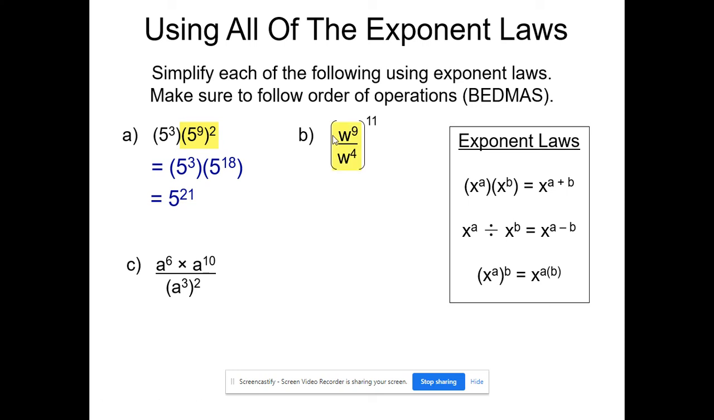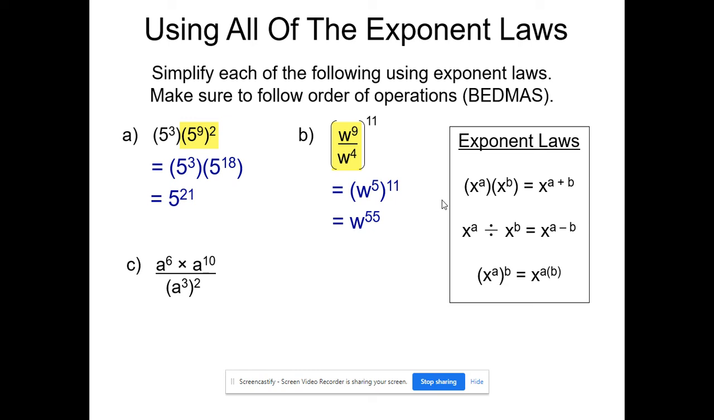So when you're dividing two things with the same base, we subtract the exponents. So w to the 9 divided by w to the 4, I subtract 9 take away 4 to get w to the power of 5. And then that still has a power of 11 on it. Now, I notice that I have one base and two exponents. So I have a power of 5 and a power of 11 on the same base. So I'm going to multiply those together. 5 times 11 is 55. So my final answer there is w to the 55.